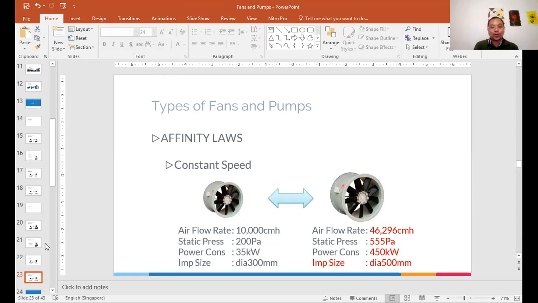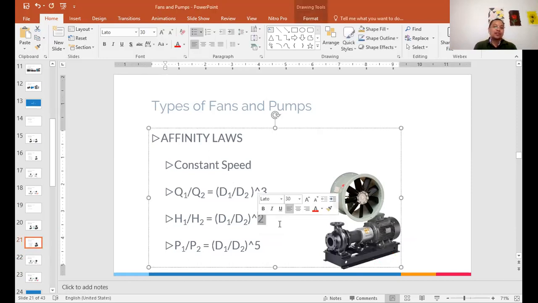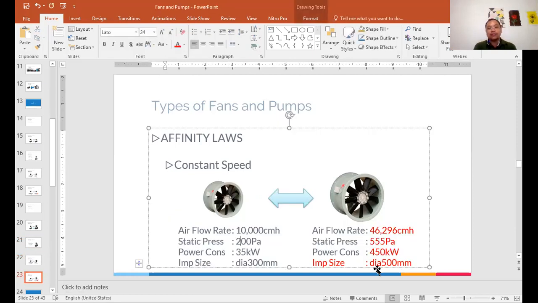Same with the static pressure. Check natin kung tama yung static pressure ko ngayon. Sabi natin yung static pressure is to the second power ng size ng fan. So anong kakalabasan natin ng head natin? Check nga natin kung tama, 200 Pascal magiging 555 Pascal. Tama ba siya? Correct ba?